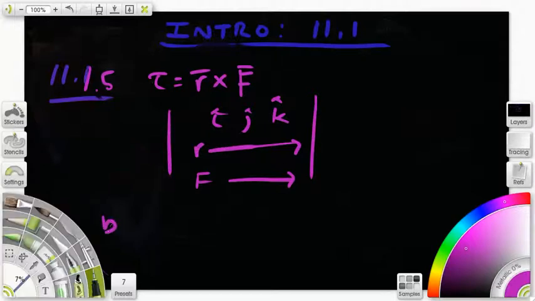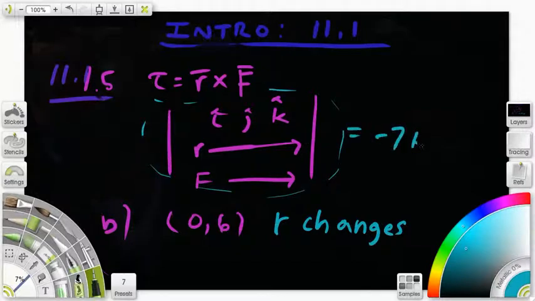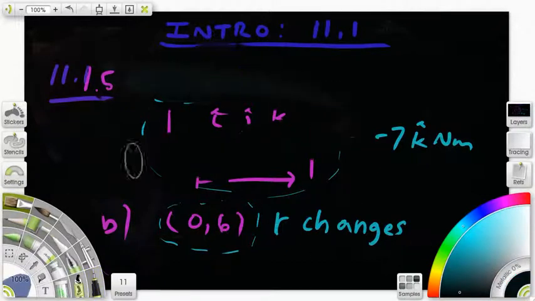So it's nothing that you haven't seen before. The one caveat with this problem though is that on part B, when you change your R from 0.6, your force doesn't change, but your R does change. And so you'll expect a different answer, and they are different. I believe that when you compute this one, you'll get -7 K Newton meters, and this one will be 11. But that's neither here nor there. So let's go ahead and move on to the next problem.